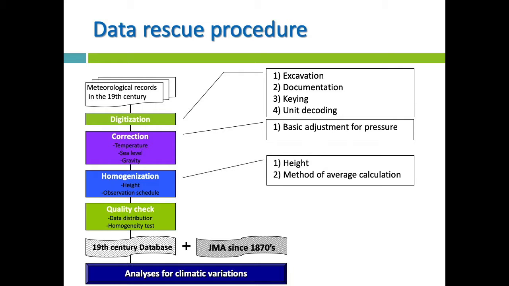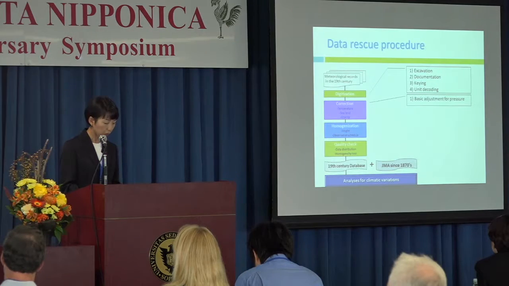This slide shows the process of data rescue. After collecting paper-based old meteorological records, we move on to digitization, especially keying and unit decoding. For temperature, recorded units are Fahrenheit, Celsius, and Réaumur. And for pressure, units are English inch and French inch, which are quite difficult to distinguish. Then, in the correction process, pressure readings are adjusted for temperature, sea level, and gravity according to its location.